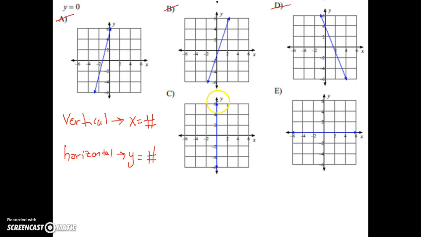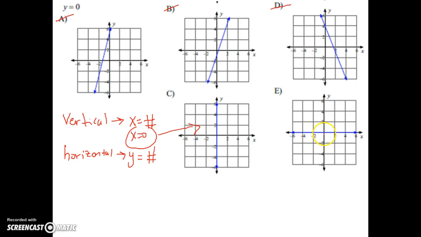So you can see everywhere along this line, x equals 0. So y equals 2, x equals 0. Y equals 4, x equals 0. Y equals 6, x equals 0. Everywhere on this line, x equals 0. So x equals 0 is this line.